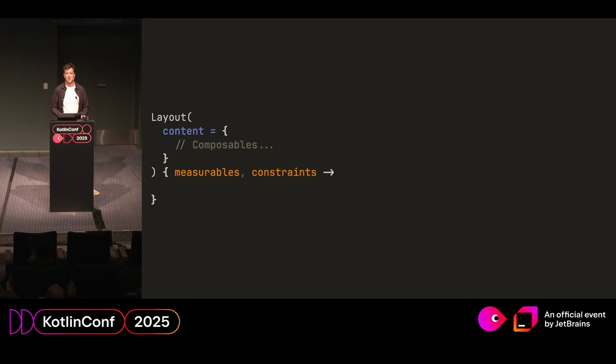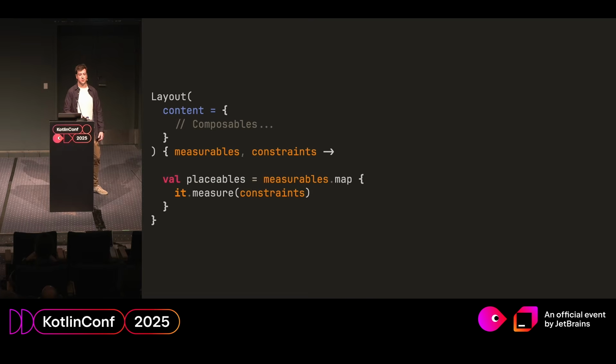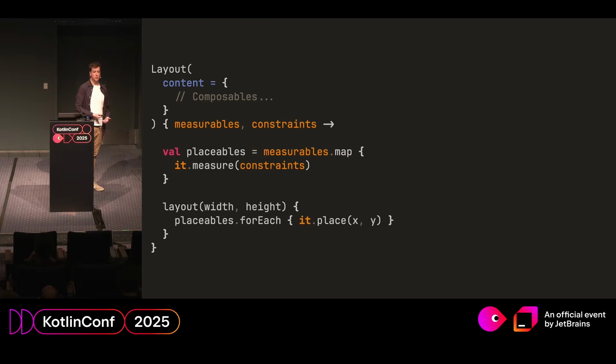So a quick refresher on custom layouts, if you're not familiar with them. We've got two lambdas that we care about here. One for content that lets you say, yeah, here's all the composables that I want to render. And then this other one where we actually do the layout work where we get measurables and constraints. The way this typically works is you iterate over each of your measurables to get placeables, and then for a given width and height, you place each of your placeables. That's sort of the process taken by a lot of very generic layouts in Compose UI.